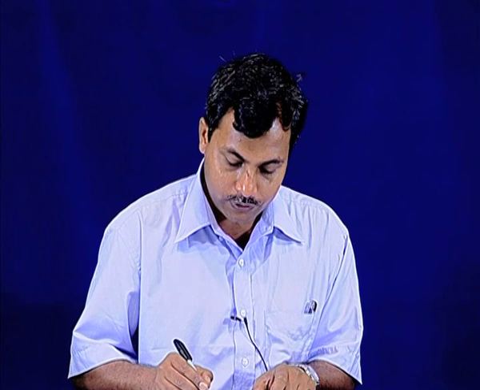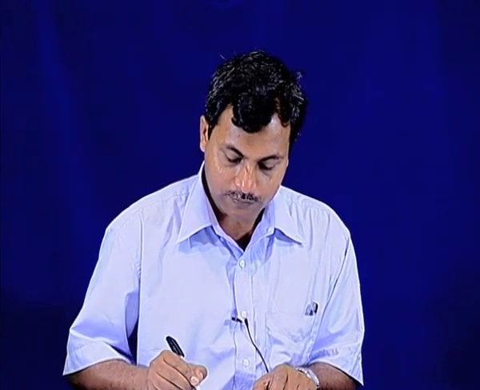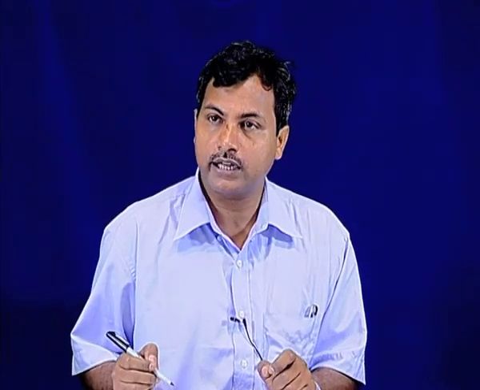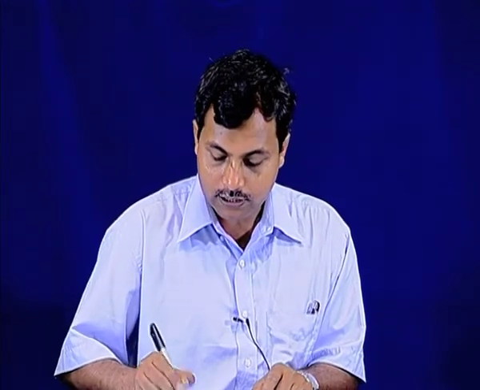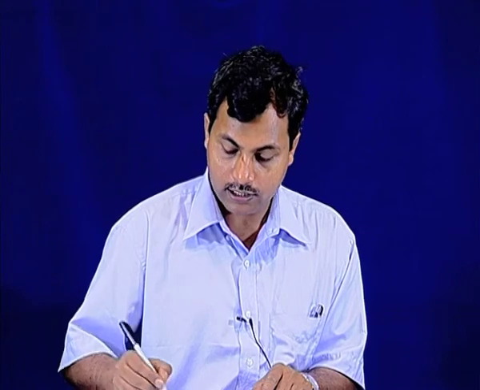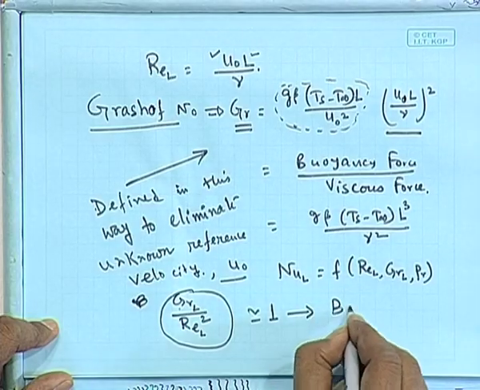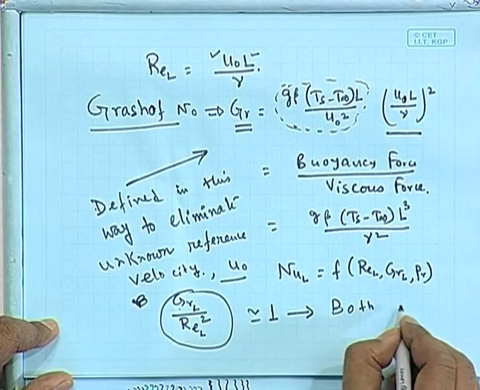So, it does not matter. Even in some cases they will be equal in magnitude. So, if there is some kind of flow existing in your system, you can define a Reynolds number based on that flow, because the flow velocity is known in that case, and you have to compute this ratio, Grashof number divided by Reynolds number square. Okay. If this quantity is in the order of 1, then both natural and forced convection are equally important.